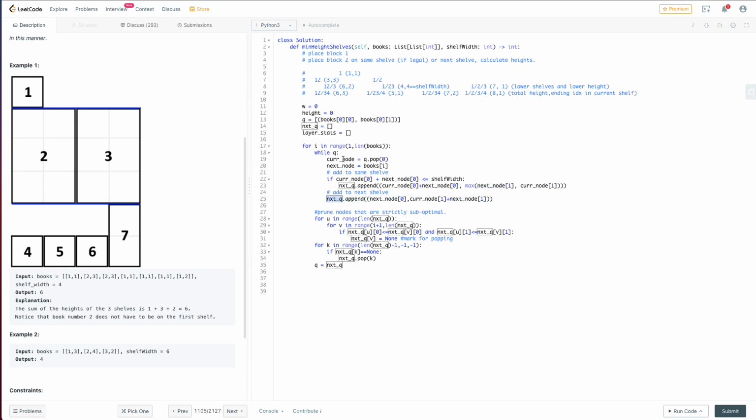And we can always add to next shelf, so there's no constraints check, and we append basically however wide the next node is, because you're starting a new shelf, so the width is always that. And then the height, of course, will just be the accumulated height plus the height of the next node.